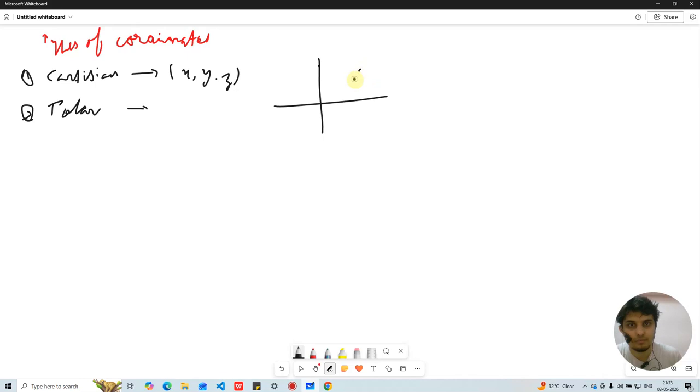This is the point. So it is going to have an x value, it's going to have a y value. I can write it x comma y.